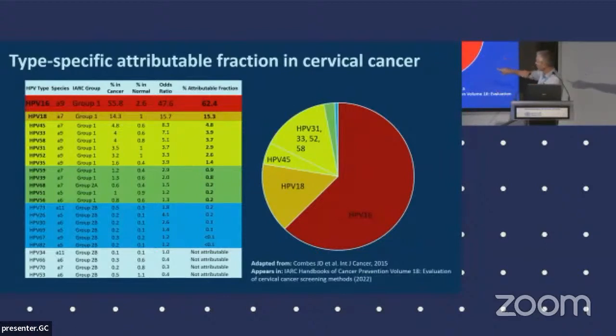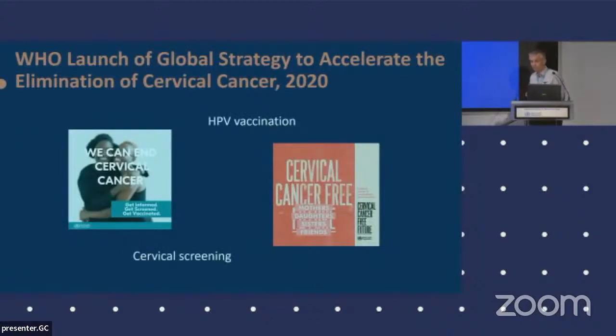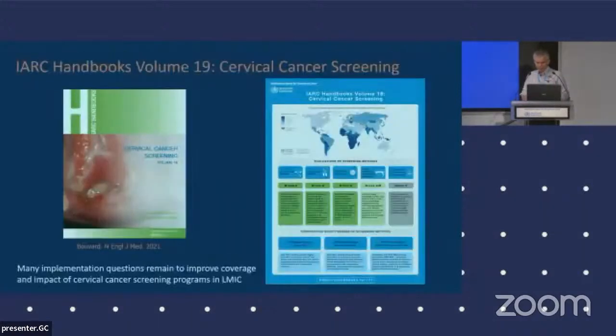You can see HPV 16 accounts for 60% or more of all cervical cancer, and HPV 18 for another 15%. So three quarters of all cervical cancers are due to just these two types that are clearly priorities for vaccination and screening, which are the two prongs underpinning the WHO global strategy to accelerate the elimination of cervical cancer, with many tools that are known to be efficacious.